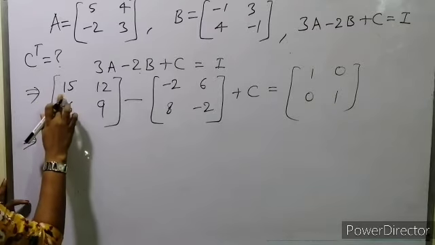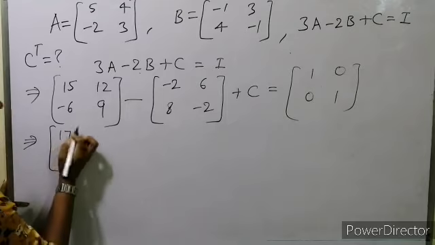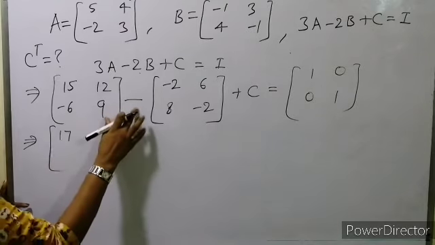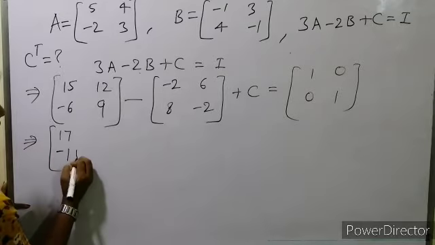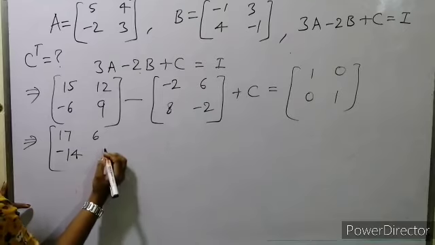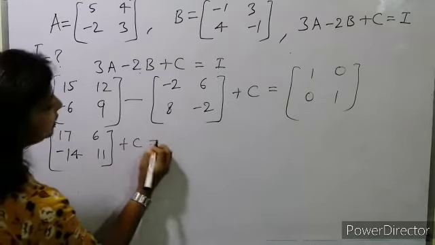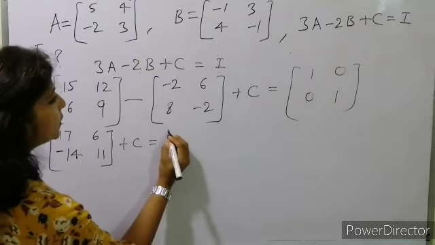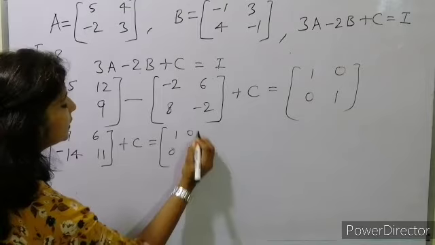Minus 15 minus minus 2. So 15 plus 2, 17. Minus 6 minus 8, minus 14. 12 minus 6, 6. 9 minus minus 2. So 9 plus 2, 11. Plus C is equal to the matrix 1 minus 1 0 0 1.